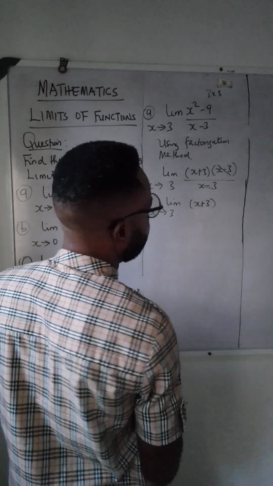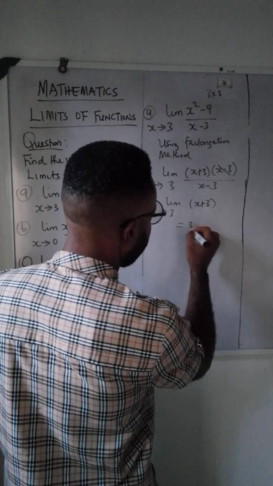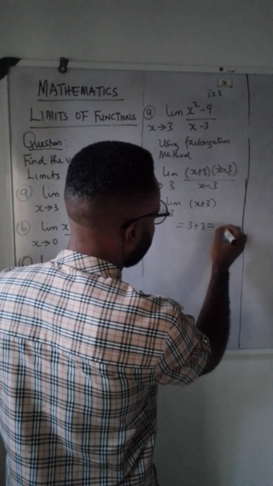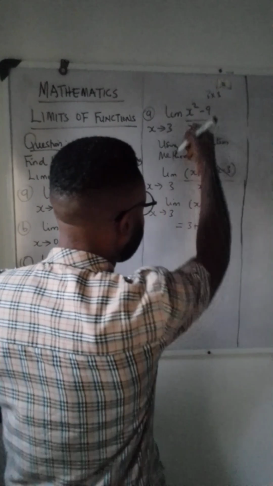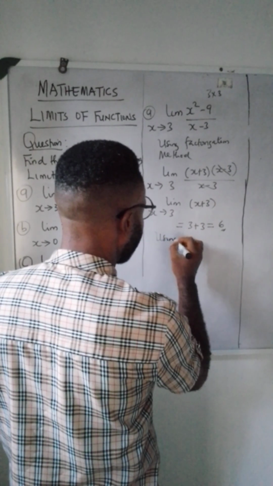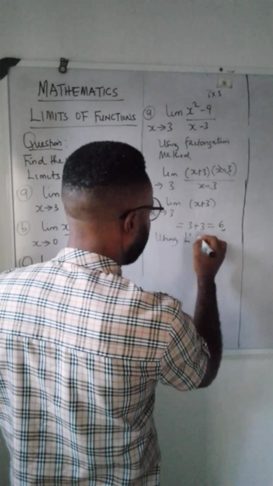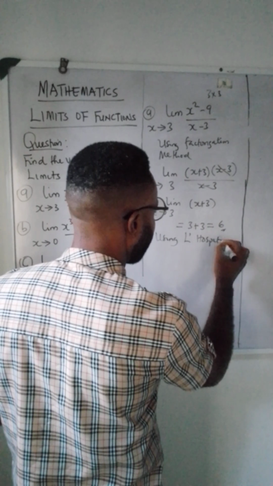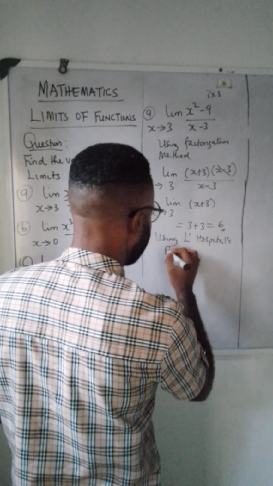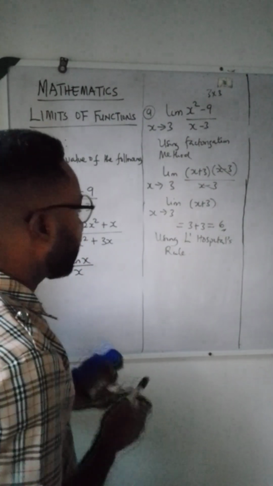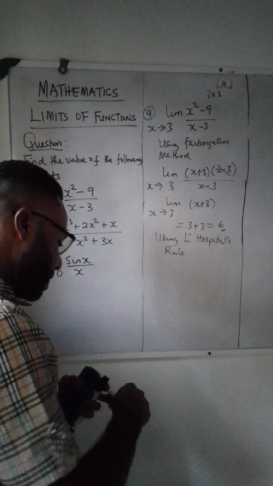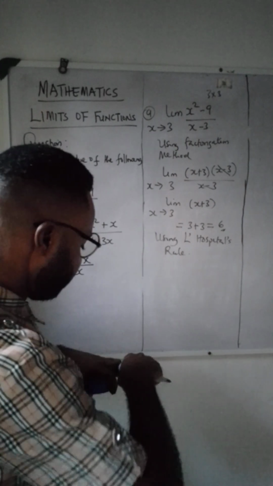If we bring in the value of x here, we are going to have 3 plus 3, and that will give us 6. Alternatively, we can still solve this question using the method of L'Hospital's rule. So this same question using L'Hospital's rule. This is basically a rule which you apply, and L'Hospital's rule works by differentiating the function.